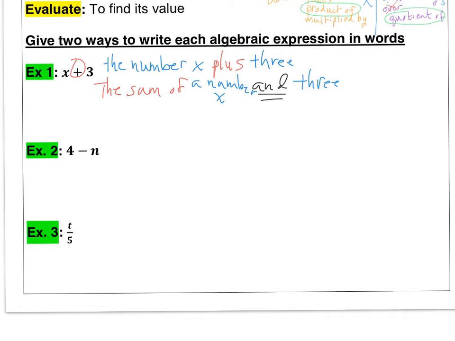And then look at example 2 for subtraction. You have to be careful with subtraction and division. It makes a difference in what order you subtract and divide in. So a low level for example 2 would be 4, and instead of the subtraction sign, a low level would be minus. So 4 minus a number n. So that's a low level one.